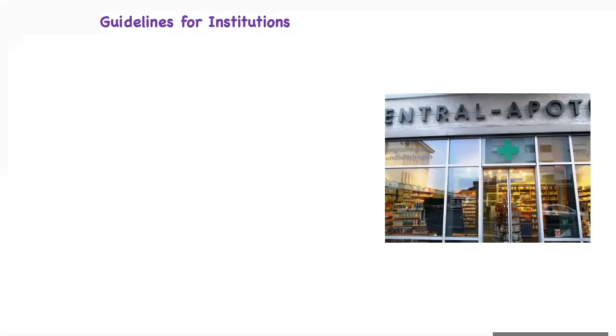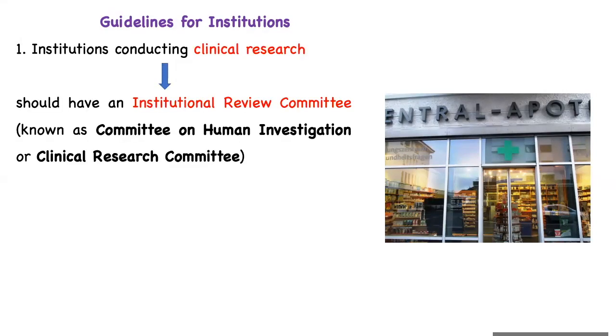Next point is related to guidelines for the institution. So if you are, maybe, a hospital, and this hospital has to follow particular guidelines if they are dealing with clinical research or the investigational drug. Okay, so let's see what those guidelines are. Institutions conducting clinical research should have an institutional review committee. All those institutions conducting the research should have an institutional review committee.